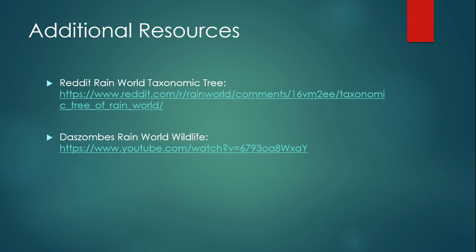Alright, some additional resources. Someone on Reddit made a taxonomic tree of Rain World, which is actually a pretty interesting way of looking at things. This one is designed to show developing relations between things over time. And Das Zombes, I believe that's how you pronounce it, the Rain World wildlife video is also quite interesting. I'd recommend checking those out. I will link them in the description.